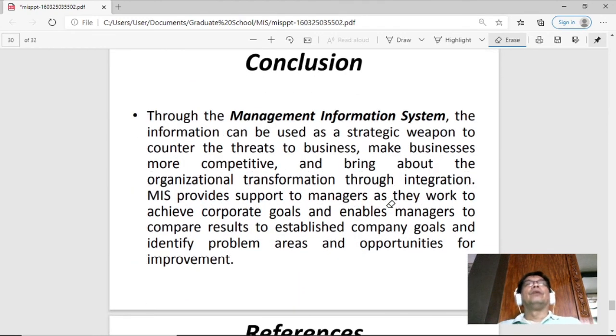Conclusion. So through the management information system, the information can be used as a strategic weapon to counter the threats of business, make business more competitive, and bring about organizational transformation through integration. MIS provides support to managers as they work to achieve corporate goals and enables managers to compare results, to establish company goals, and identify problem areas and opportunities for improvement.